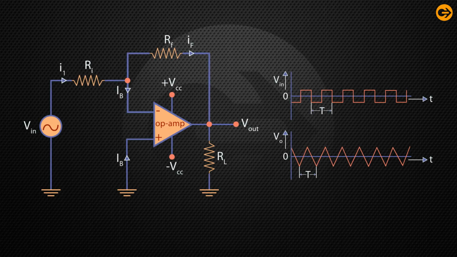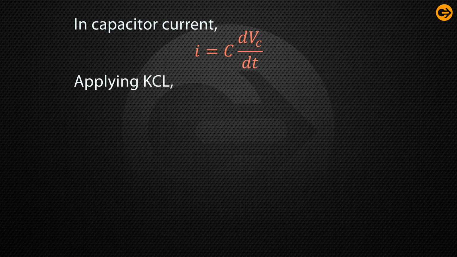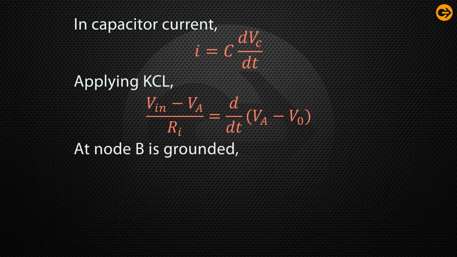Now, if we replace the feedback resistor RF of the ideal amplifier in the inverting mode with a capacitor, we obtain an integrator. The input voltage Vin is applied to the negative input terminal through the resistor Ri. Now, the capacitor current I is equal to C dVc by dt. If we apply KCL in the circuit, we get (Vin minus Va) by Ri is equal to d/dt of (Va minus V0).